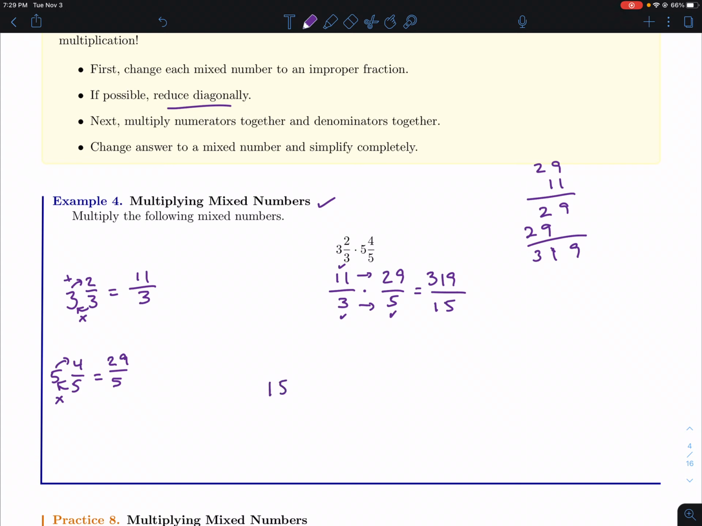So we need to take 15 and divide it into 319. In this case, 15 times 2 gives us 30. Bring down the 1, bring down the 9.